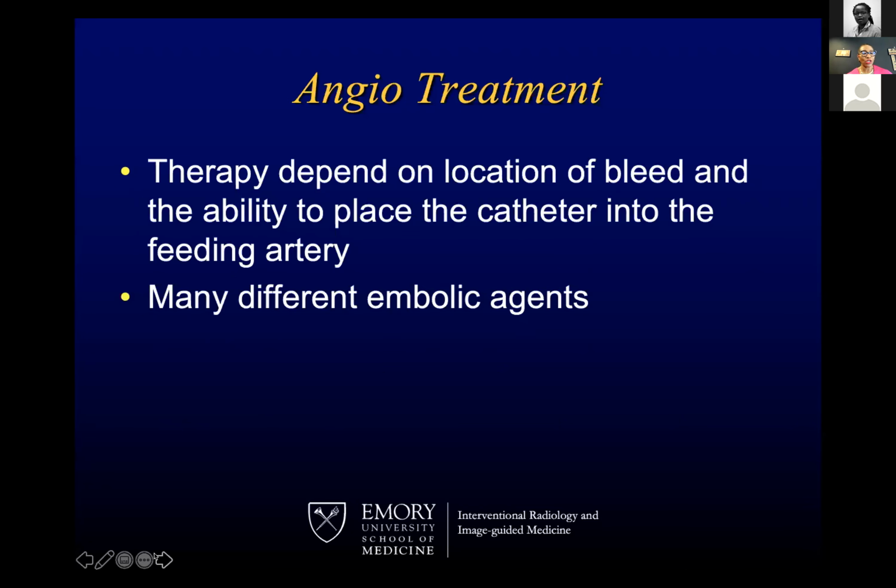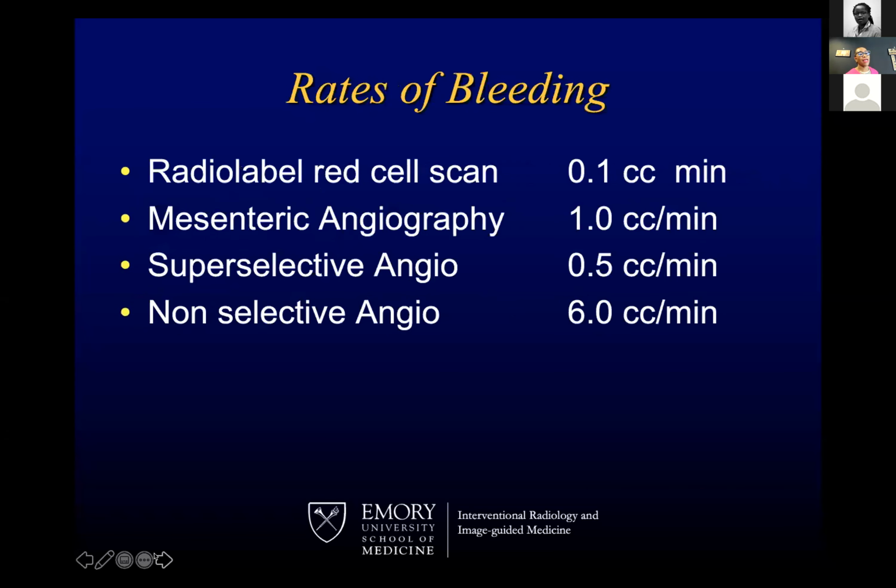And we're not doing this just for looking's sake, but now you can actually treat the site of bleeding by injecting different embolic agents. And the rate of bleeding, again, you can see in angiography, we can detect things as low as 0.5 cc's per minute, but you may be asked in exams or have been told that if you get a nuclear medicine radio-labeled red cell scan, that is a very, very sensitive scan and can detect bleeding as low as 0.1 cc's per minute.